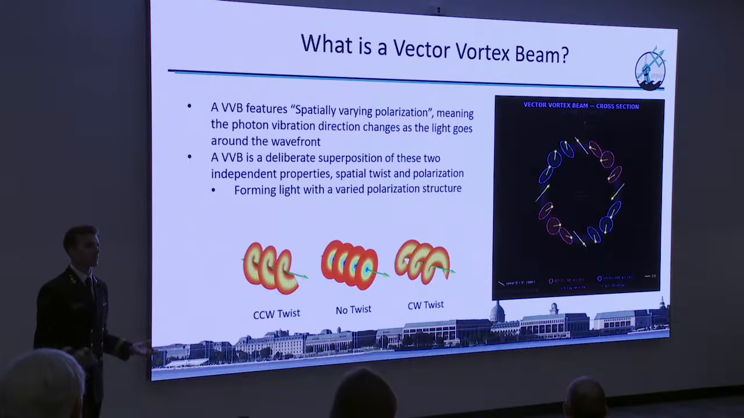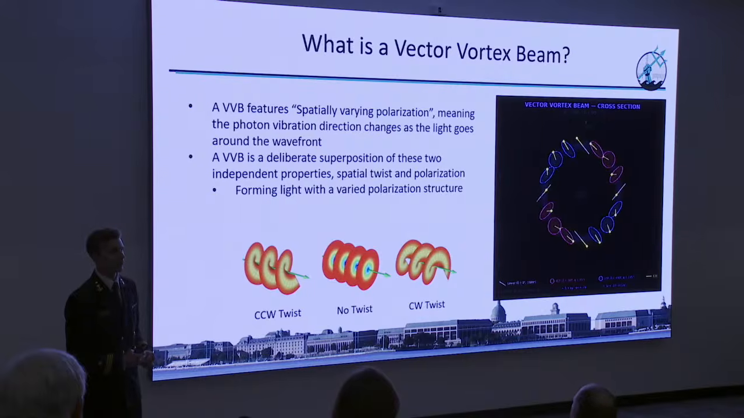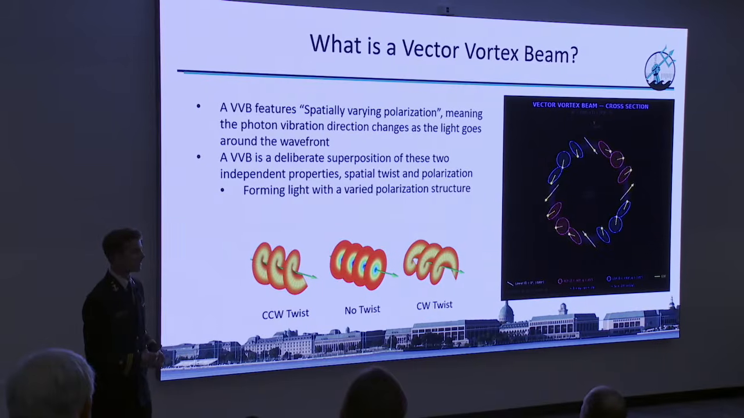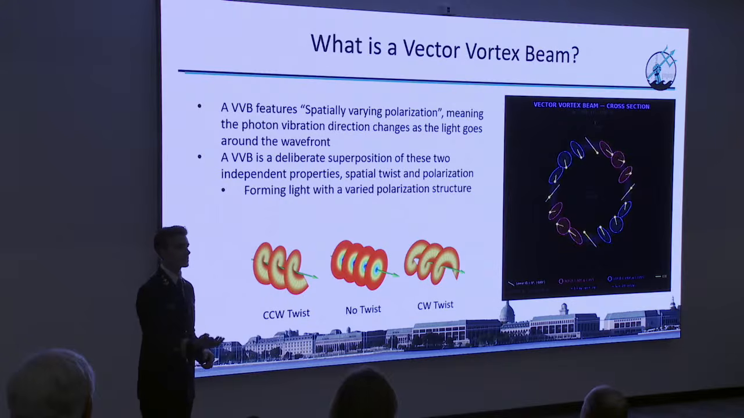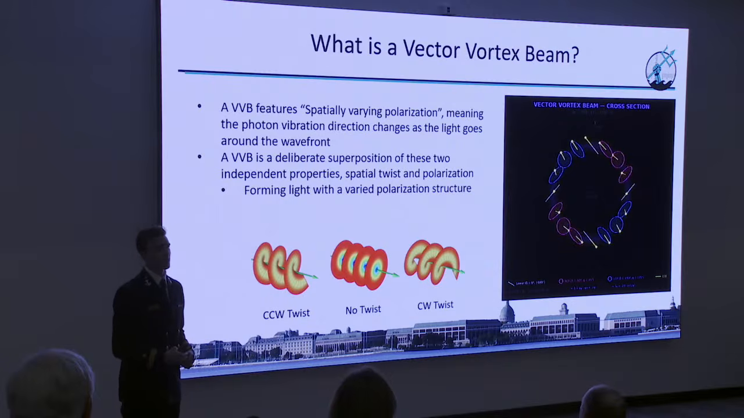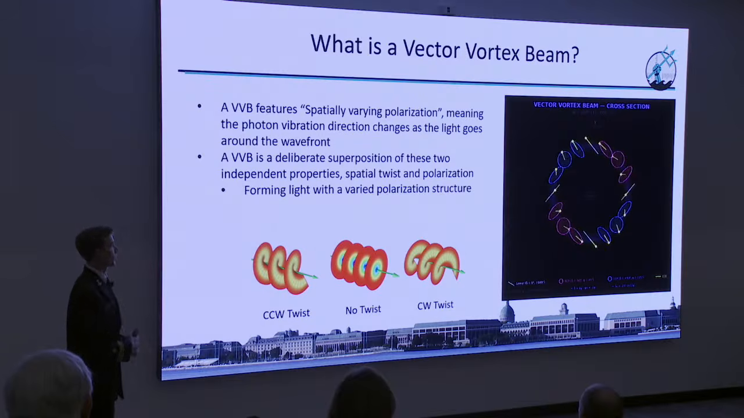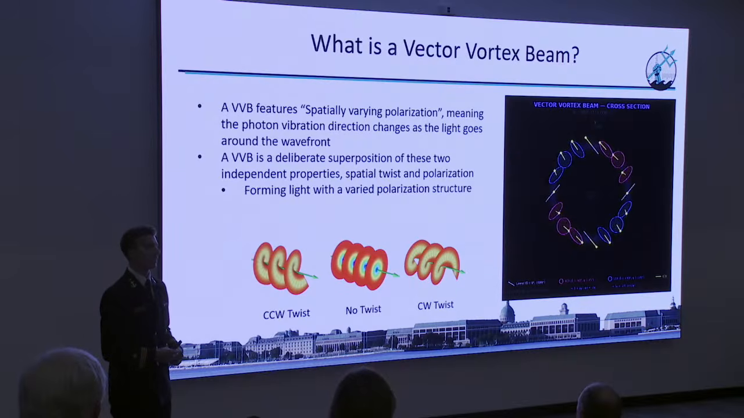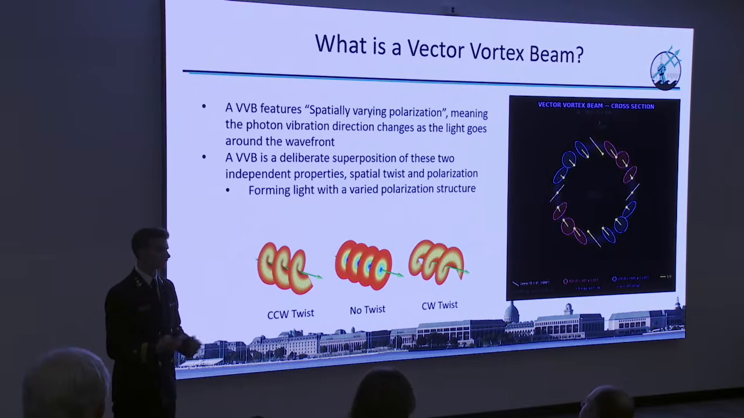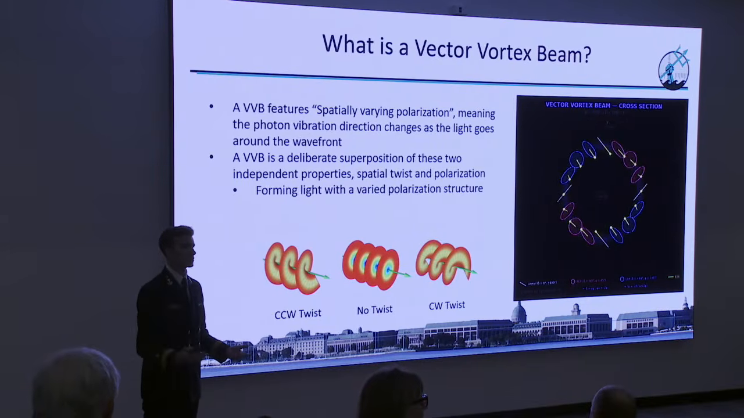So a vector vortex beam is a special kind of laser beam that has a spatially varying polarization structure. The characteristic part of this beam is that it has a helical twist applied to the light and also has a varying polarization structure that occurs at every point along the beam. So what this means is there's a unique state of polarization at every point around the beam spatially, and because of that helical twist, we then have a spatially varying structure.